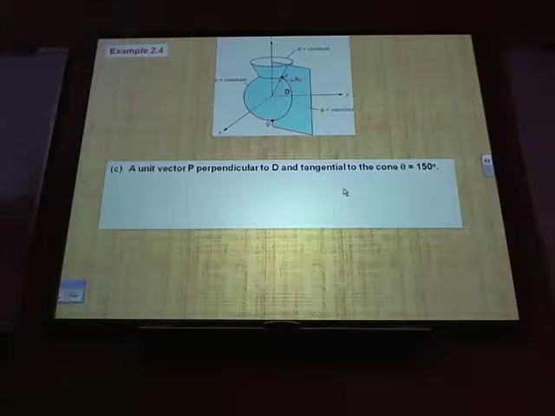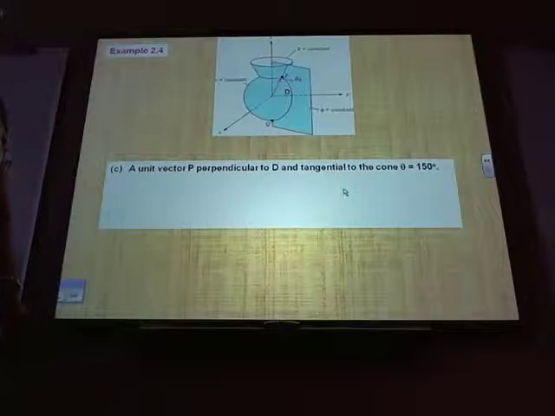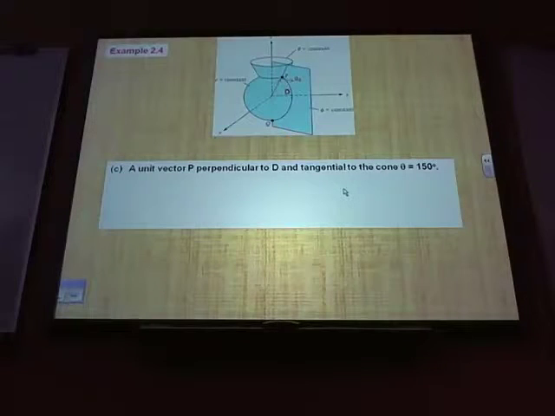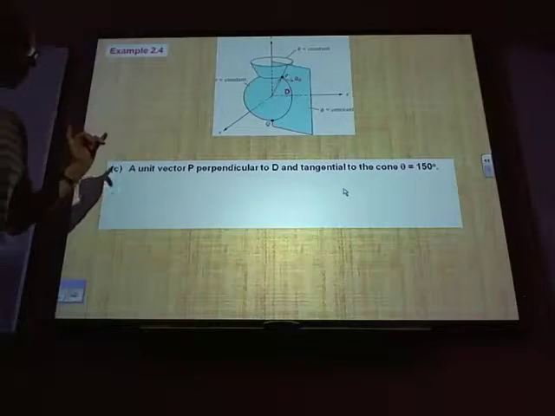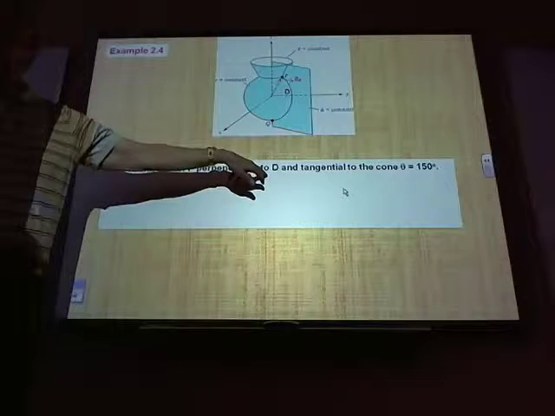Okay. Now we want a unit vector P perpendicular to D and tangential to the cone theta equal to 150. This is an awful problem. Yeah, it kind of is. But it's really not if you'll stop thinking about it. Now here's what I want. I want a vector P that's perpendicular to D. All right? Perpendicular to D.